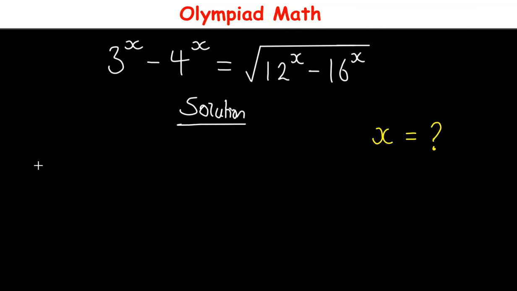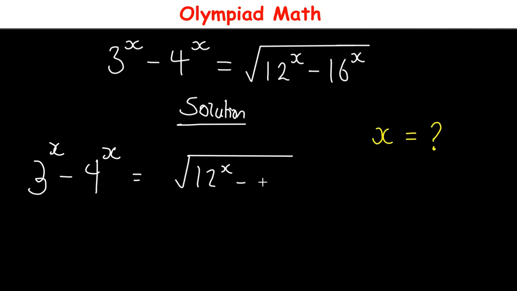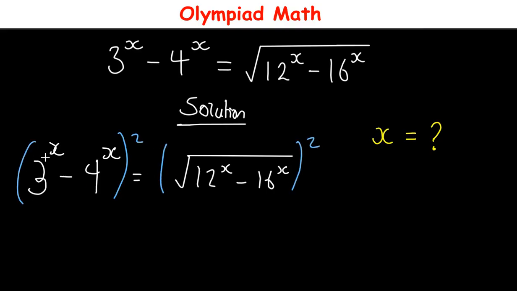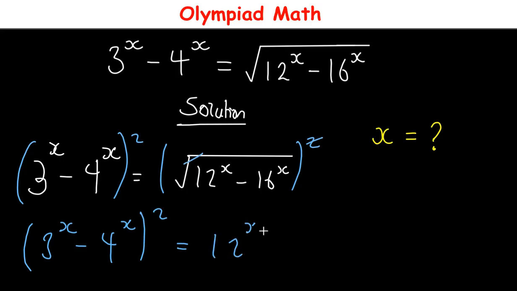solution, we have 3 raised to power x minus 4 raised to power x, and this equals the square root of 12 raised to power x minus 16 raised to power x. So we are going to square both sides of this equation. We have in brackets 3 raised to power x minus 4 raised to power x all raised to power 2, and this equals, square cancels square root, 12 raised to power x minus 16 raised to power x.